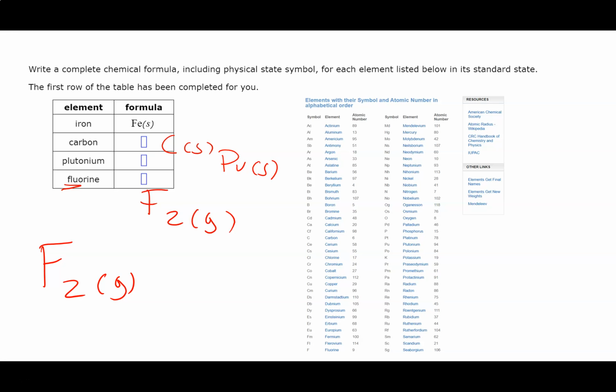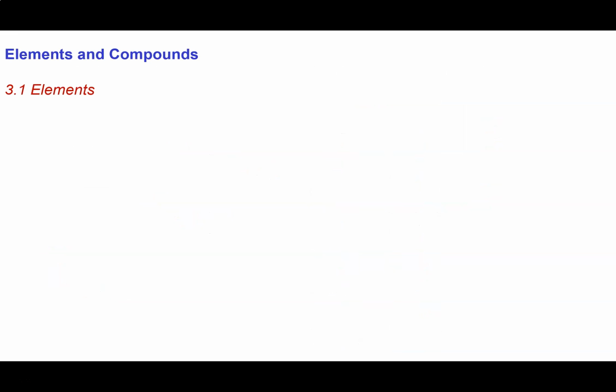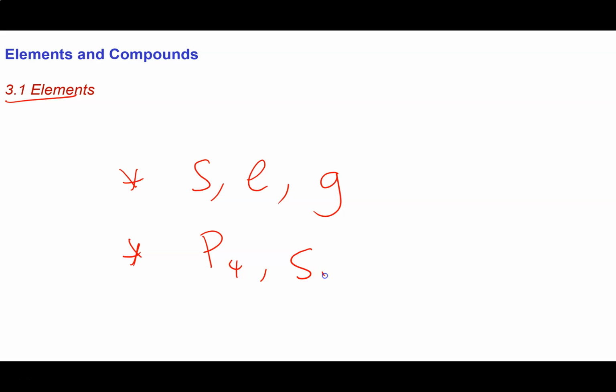Okay, let's go again. All right, so that concludes this first section on the elements. What are some tasks for you? We need to know what are solids, what are liquids, what are gases, and we need to know P4, S8, and the diatomic 7. Okay, and then we also need to know how to assign symbols and names.